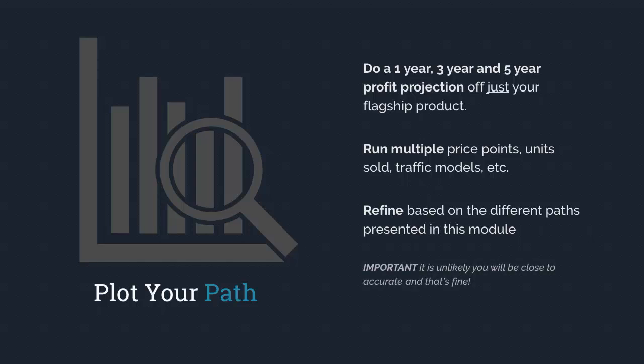And this is really important for you to understand. It's unlikely that you're going to be anywhere close to accurate on this. And that's okay. That's fine. This is an exercise that really helps you understand what units sold at what price point gets me to here in year 1, year 3, and year 5. And by getting that out there and making it real and tangible, that's going to be extremely helpful to you in ways that you can't even appreciate until you do the exercise and then put it into action.